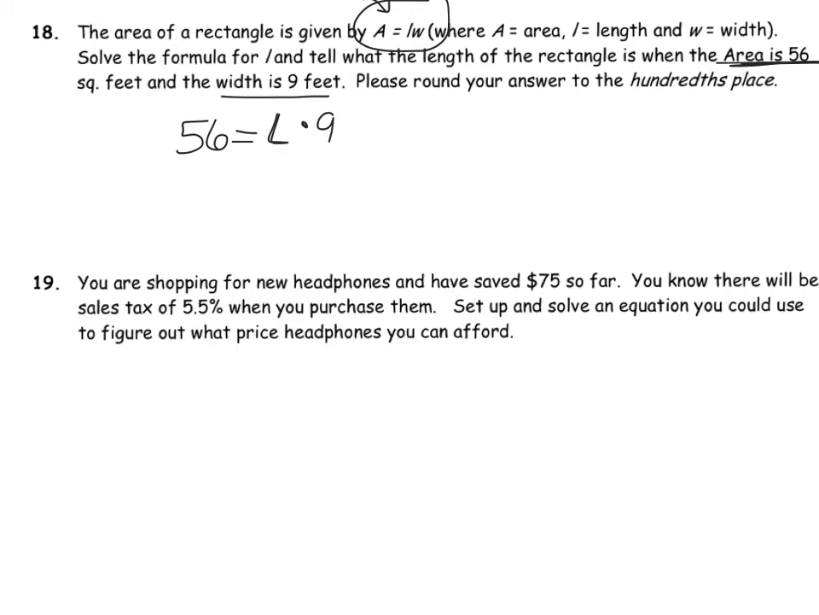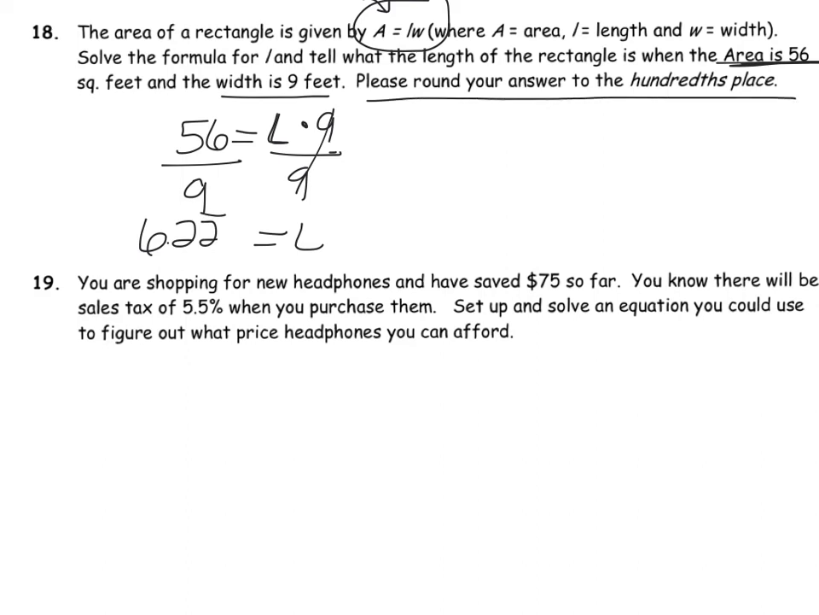Now all we have to do is solve for L. So instead of timesing by 9, we're going to divide each side by 9. This gives us L is equal to 56 divided by 9. 6.2 repeating. Now, in the answer, they want you to round to the hundredths place.